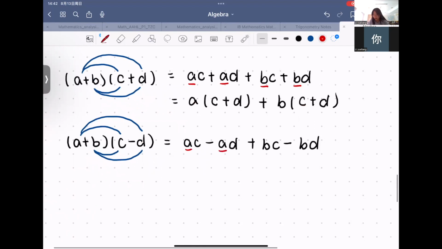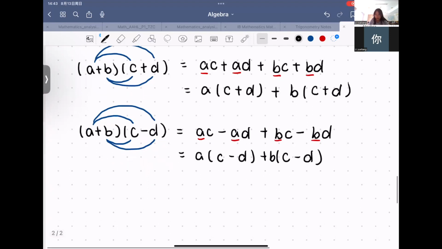Similarly, what we do here is bring out the common a and b of the two expressions each. So what we get here is a bracket c minus d plus b bracket c minus d. So this is another form of the algebraic expression.